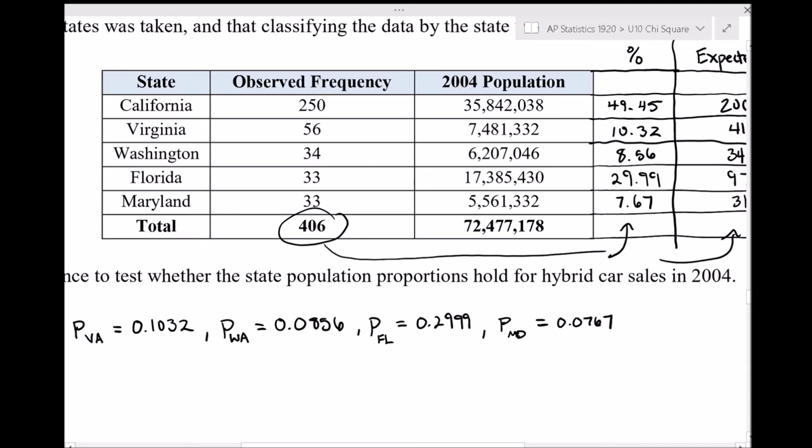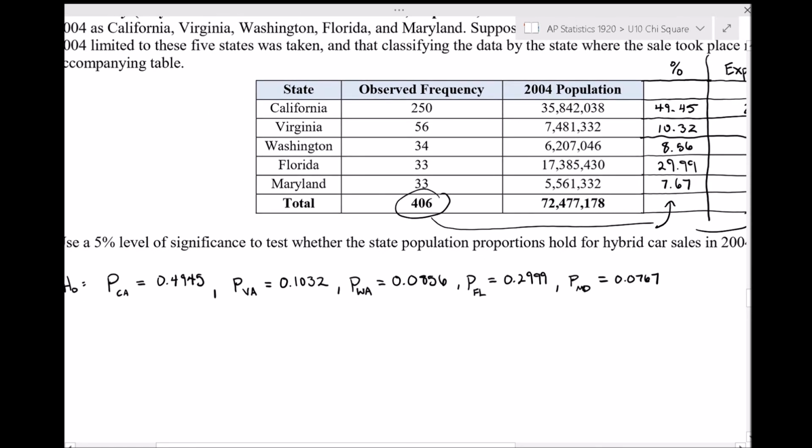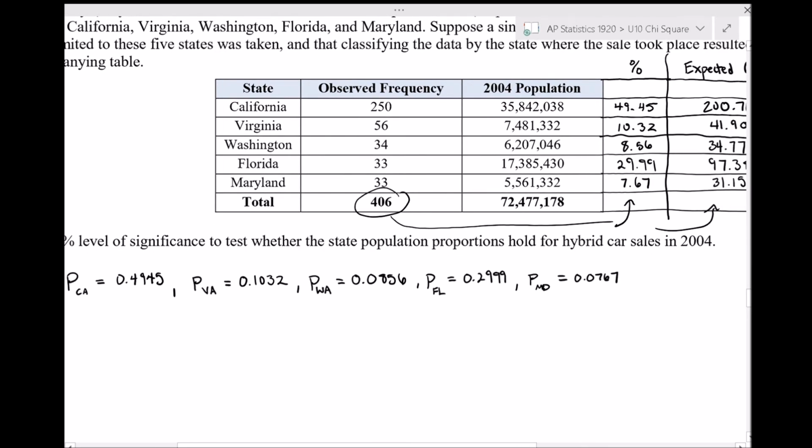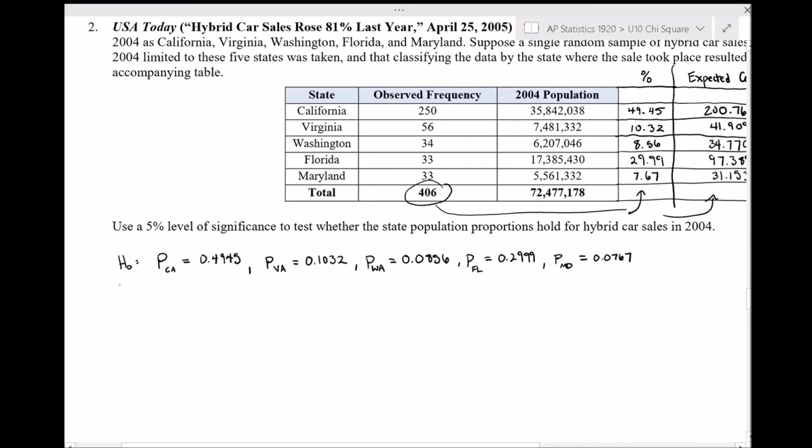So that one is going to be 0.0767. And those are supposed to add up to 1, and I think I checked earlier to see if those add up to 1, but not quite. It's like 0.999 or something like that. So whatever, that's not a big deal. Those are approximate. HA, the alternative hypothesis.